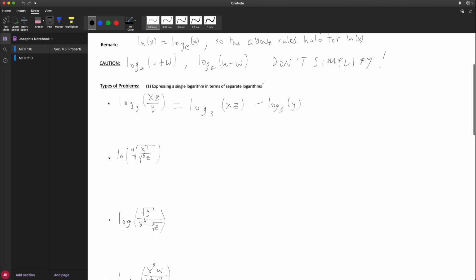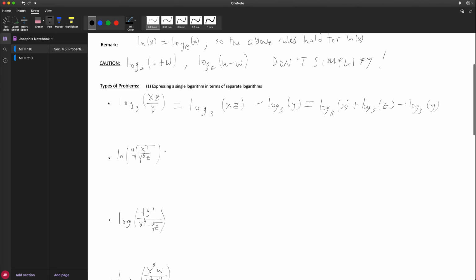Okay, and now using property 1, we have a product inside this logarithm. So this is the log base 3 of x plus the log base 3 of z, and now don't forget this, minus log base 3 of y. Okay, and that's pretty much it. We've totally separated this logarithm into its own separate logarithms.